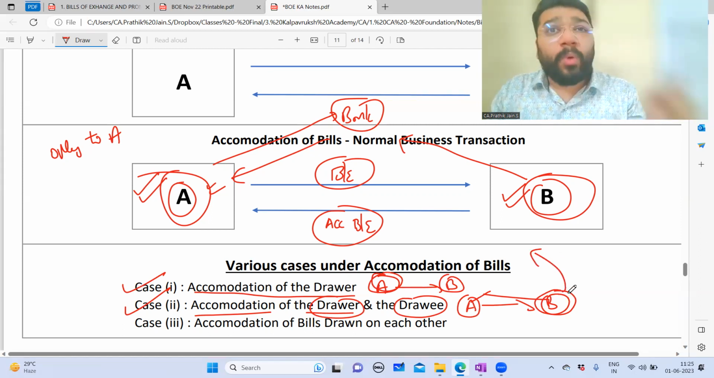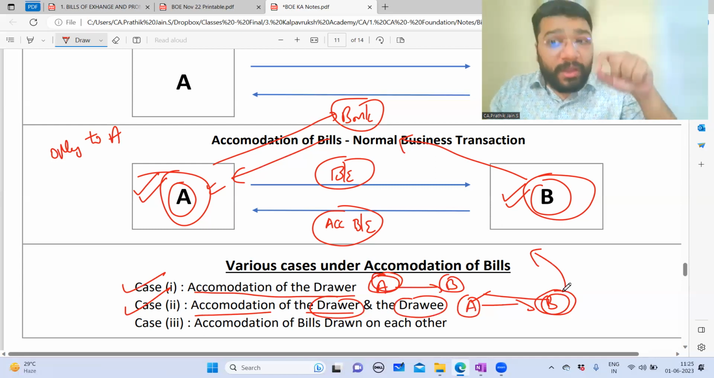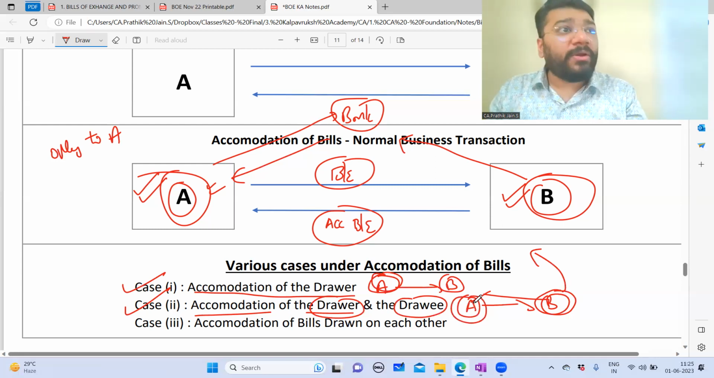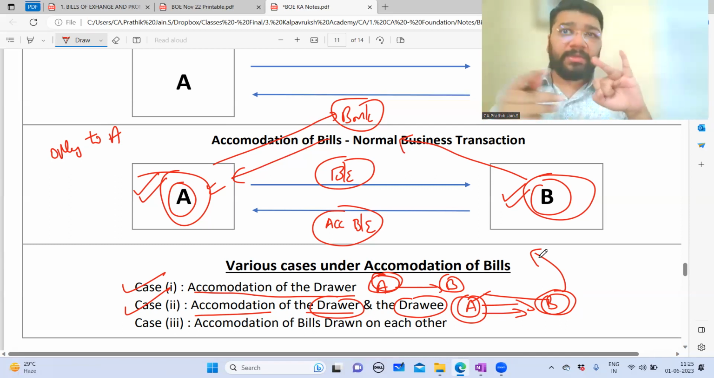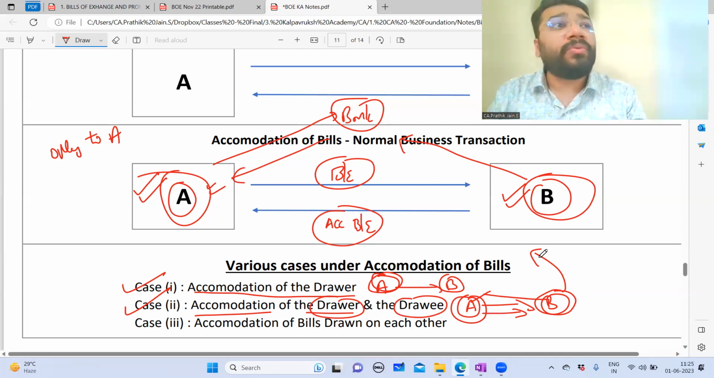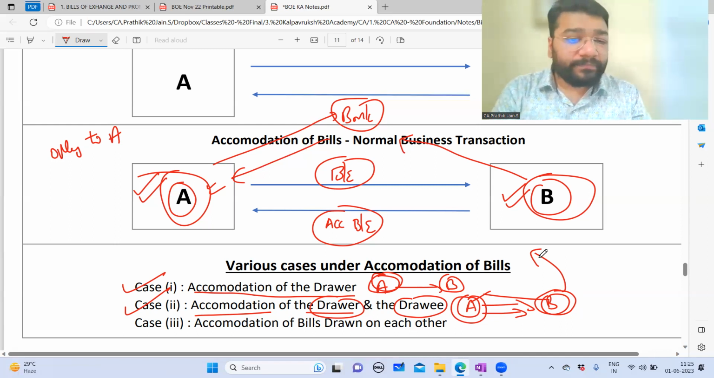From his pocket, whatever money he has enjoyed. Now, whatever money A has enjoyed, on the due date, A will have to make this payment to B, so that A's payment, which has gone to B, and B's money, which B is already enjoying, both put together, he will make the payment to the bank.